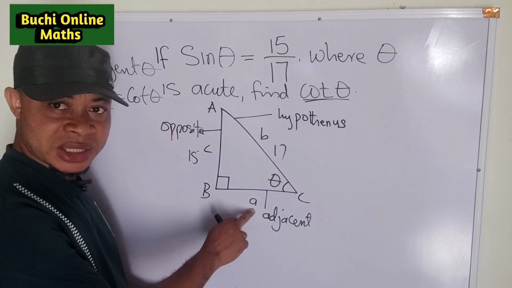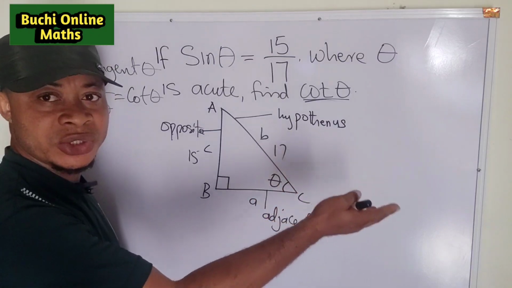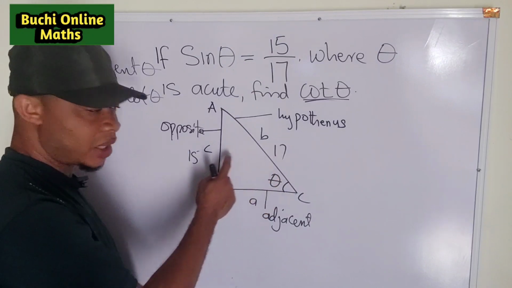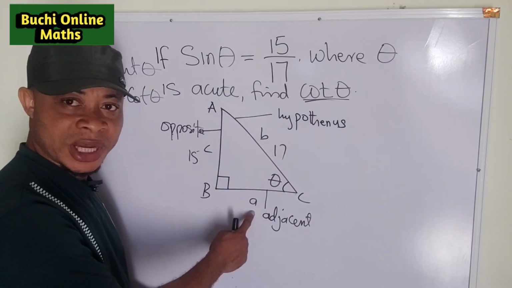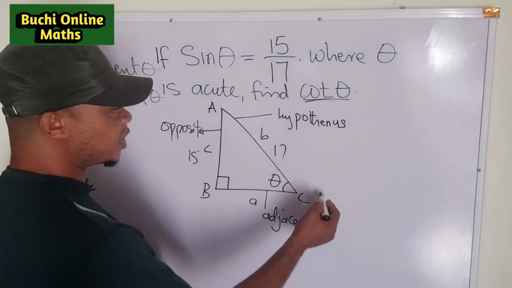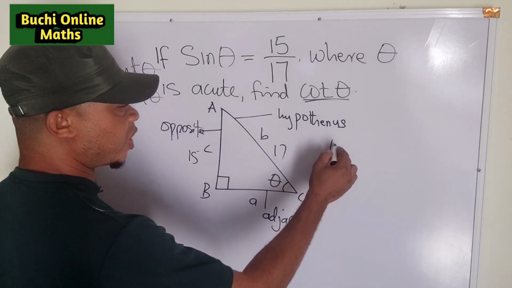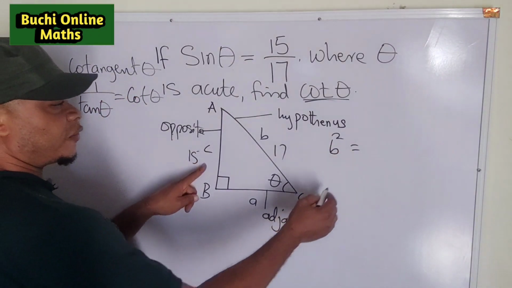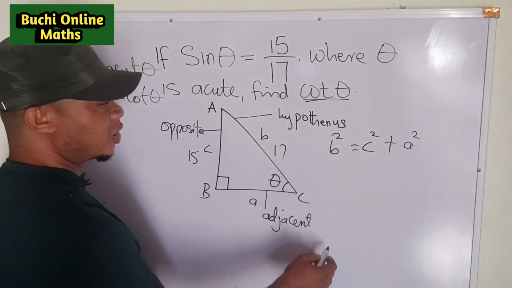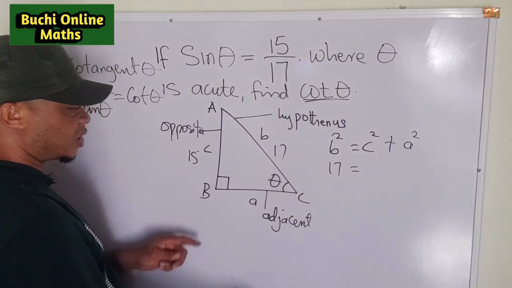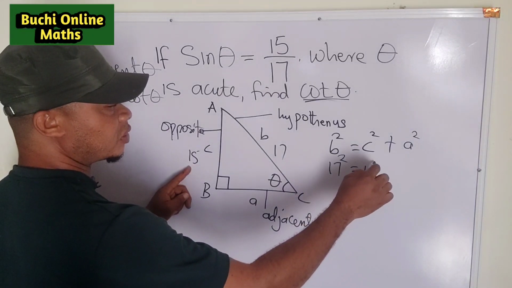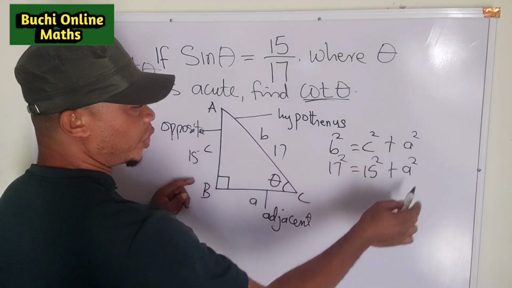But here we don't know the adjacent. Therefore, we can use Pythagoras theorem to determine this side, because we know two sides, 17 and 15, but we don't know this side. Pythagoras theorem says the square of the longest side, that is b squared, equals the square of the opposite, c squared, plus the square of the adjacent, which is a squared. So we have 17 squared equals 15 squared plus the unknown.